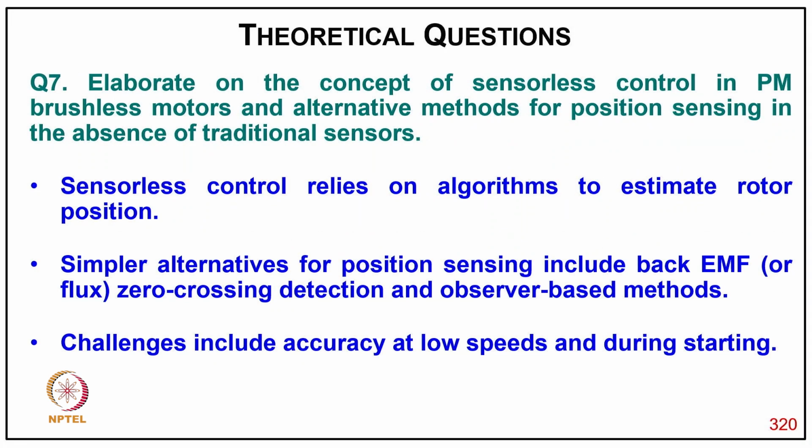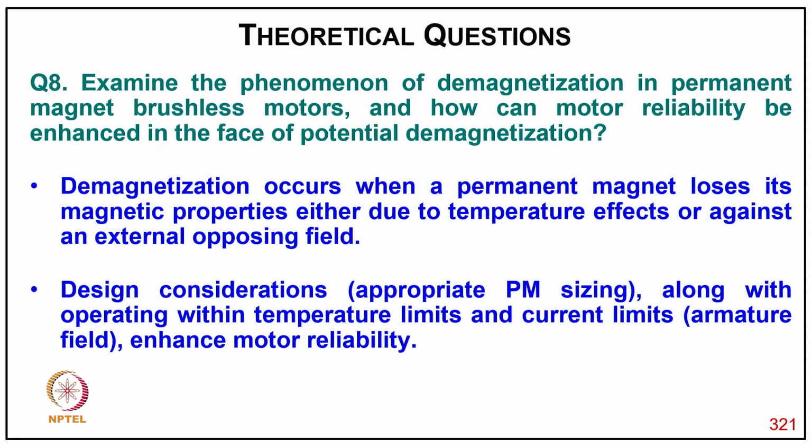Now question 7: elaborate on the concept of sensorless control in PM brushless motors and alternative methods for position sensing in the absence of traditional sensors. Sensorless control relies on algorithms to estimate rotor position, and alternatives for position sensing include back EMF or flux, zero crossing detection, and observer based methods. Challenges include accuracy at low speed and during starting.